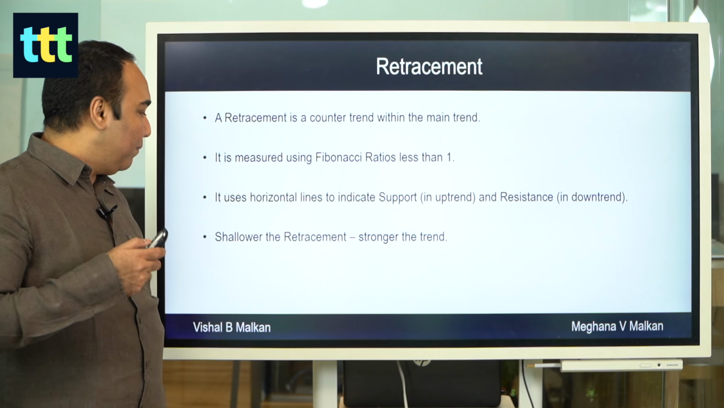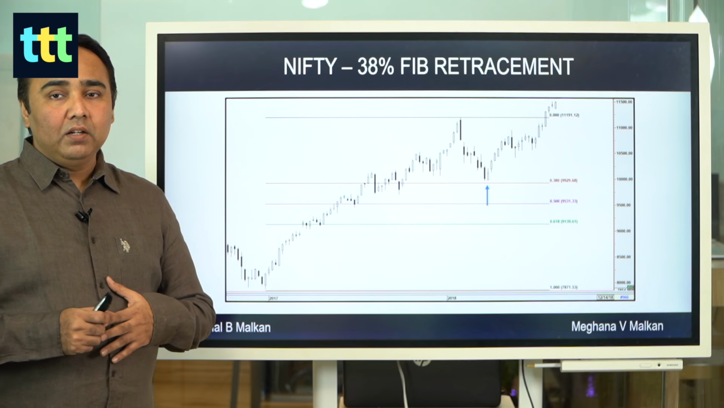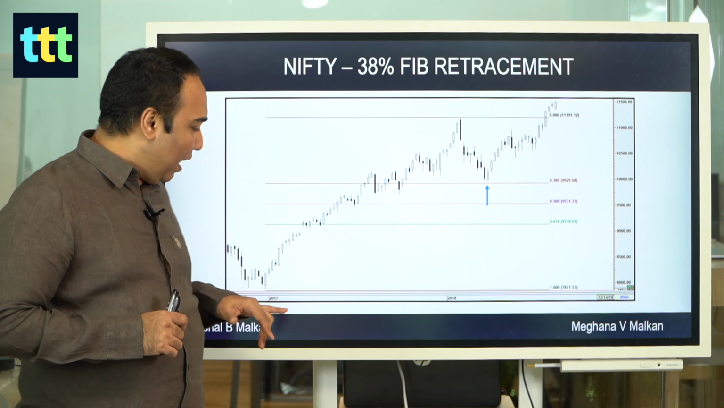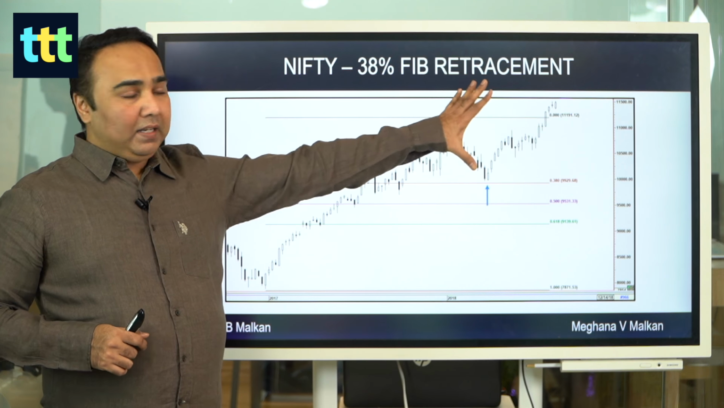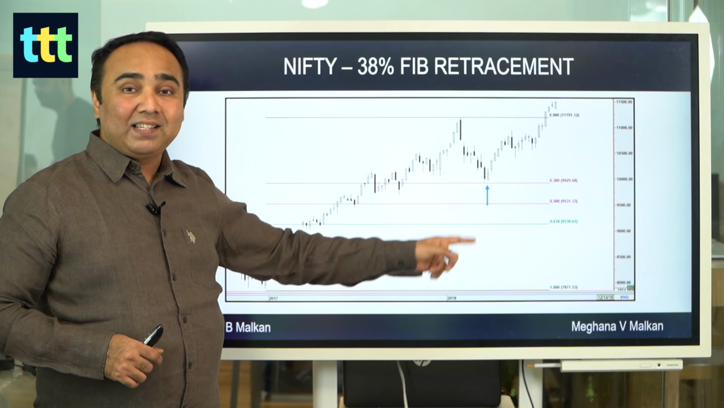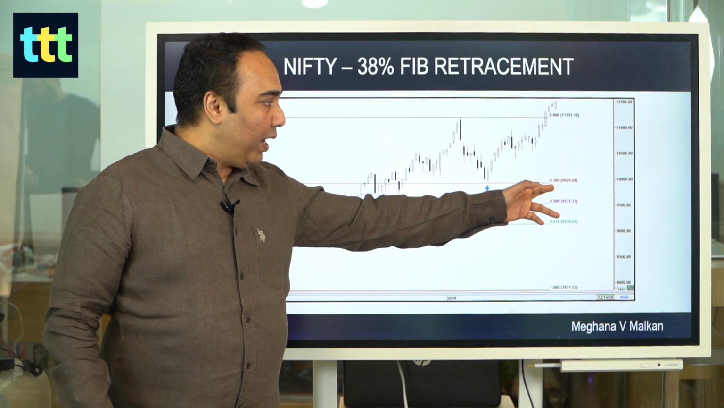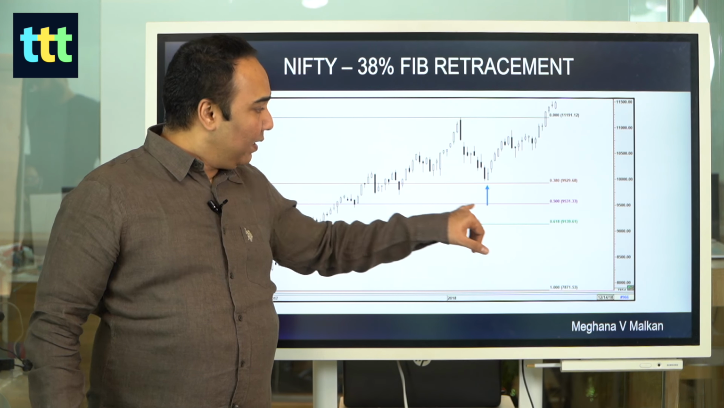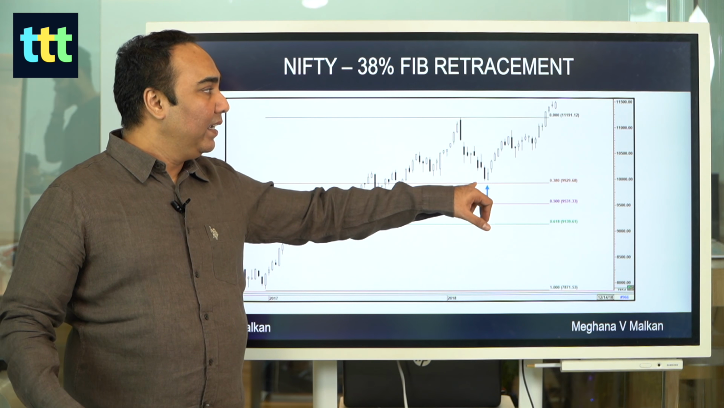Let me show you both, starting with the 38% retracement. Let's show this. Look at this. Now what you need is to count point A and point B. This is an uptrend. Now when the market comes down, this is called a retracement, a counter trend. And then we put this calculation here: 0.38, 0.5, 0.618. The market takes support at 38%, and then moves up.